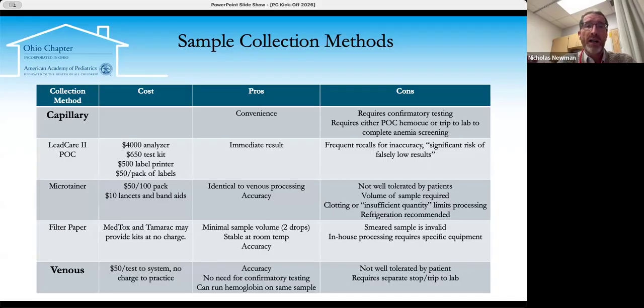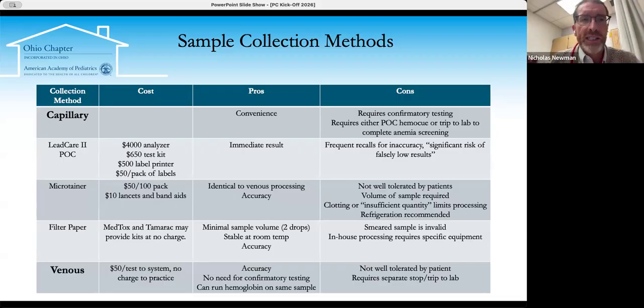They use the same machines that they use for venous processing, like inductively coupled plasma mass spectrometry or a graphite furnace atomic absorption spectrometry. So they're accurate. The problem is all that squeezing and all that stuff. There's a lot of crying. There's a lot of screaming. It's a lot of clotting. There's a lot of quantity insufficient. So that can be a problem.